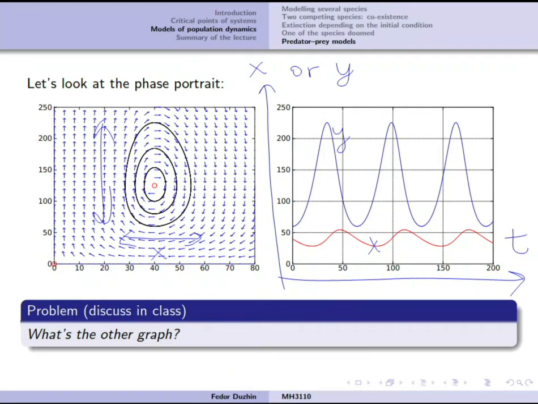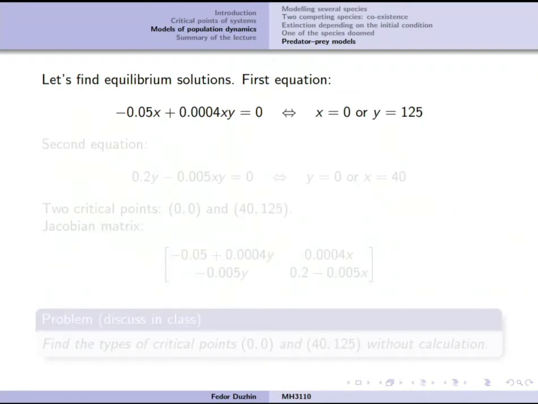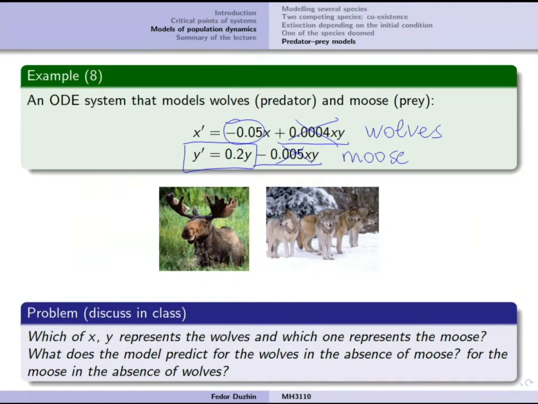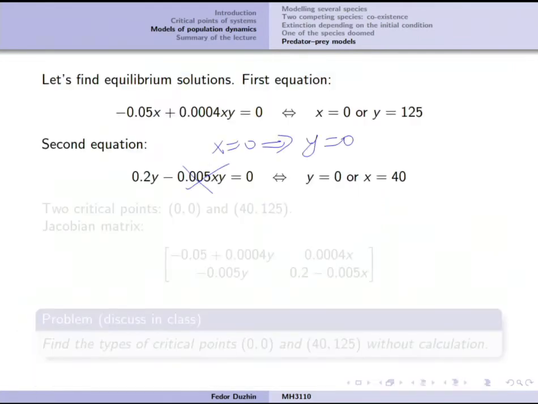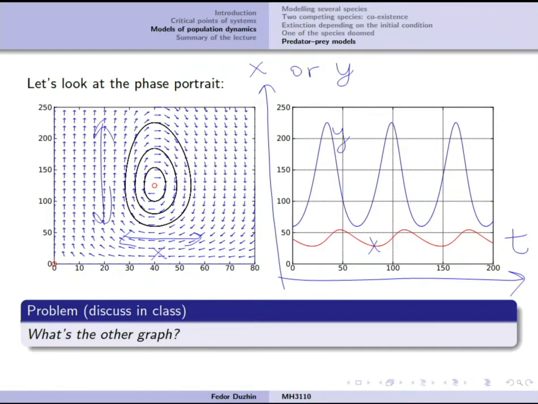And notice that this is actually consistent with our intuition, because x is the predator and y is the prey. And so x is the predator, so this is wolves, and y is the prey, so this is moose.